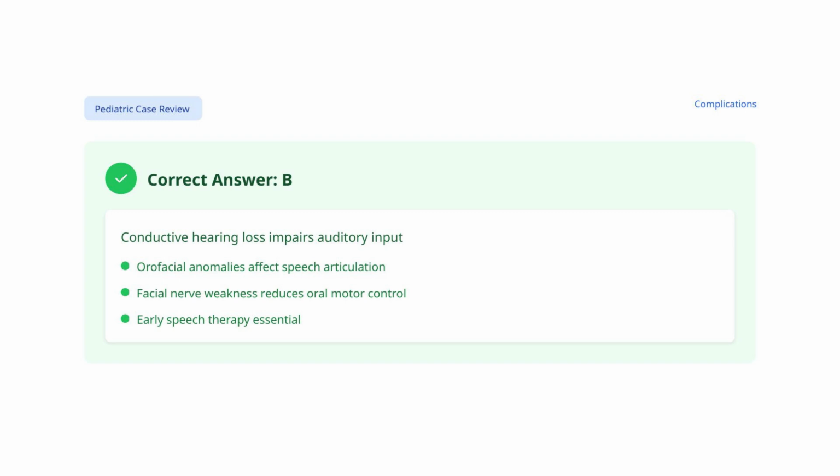Combined hearing loss impairs auditory input necessary for language acquisition. Orofacial anomalies affect speech articulation mechanisms. Facial nerve weakness further reduces oral motor control. These multiple factors synergistically delay speech development. Early intensive speech therapy intervention is essential to optimize communication outcomes.